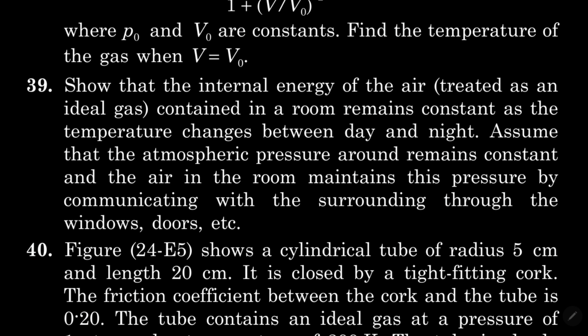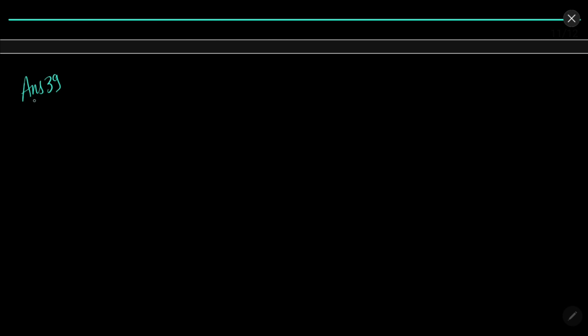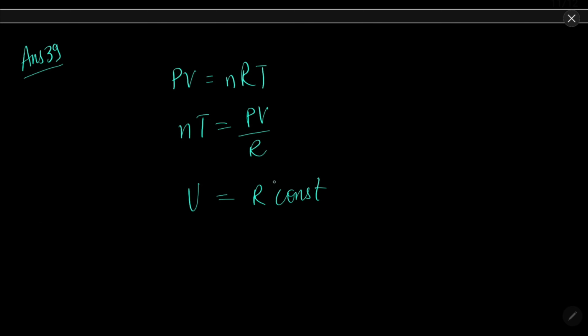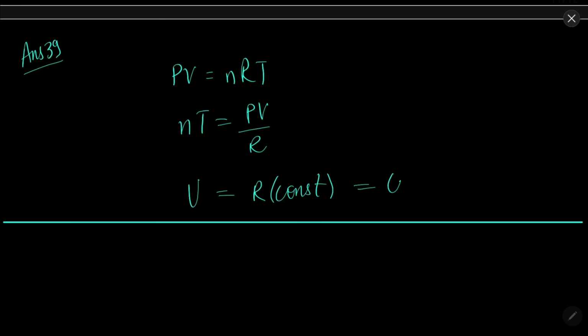In question 39, we need to show that the internal energy of air contained in a room remains constant as the temperature changes between day and night. Solution 39. Here PV equals nRT, so nT equals PV by R. Internal energy is R times a constant. That is a constant because R itself is a constant.